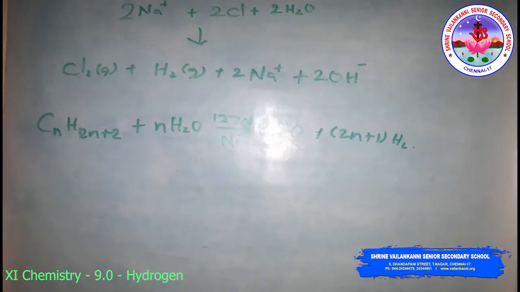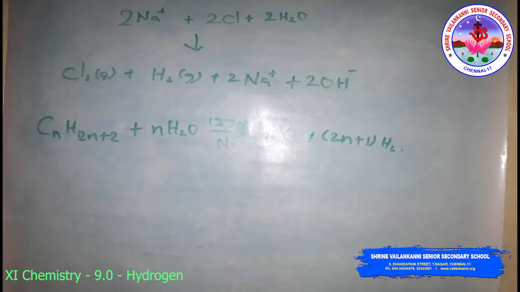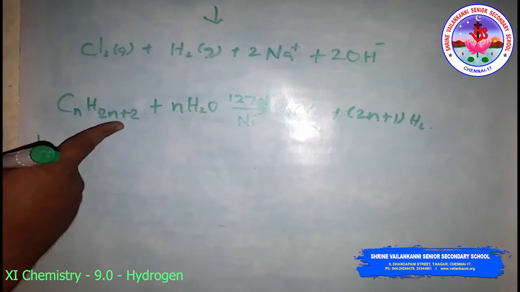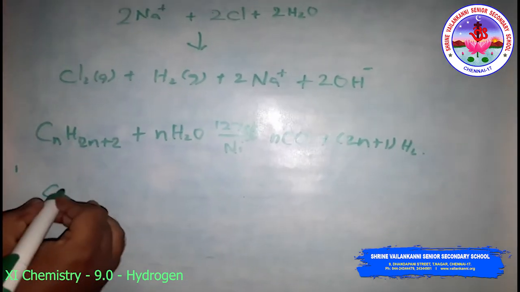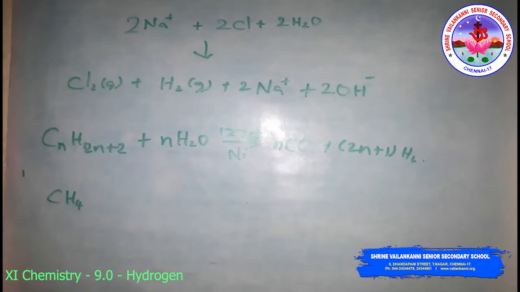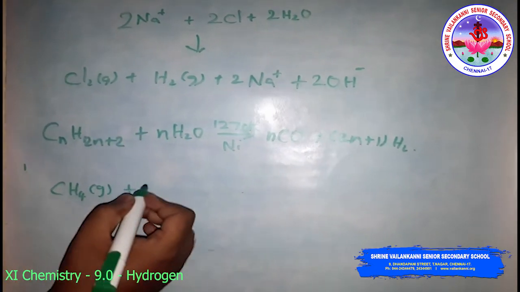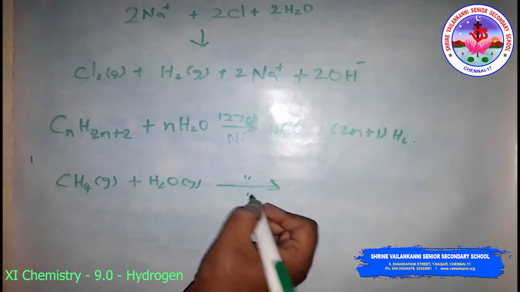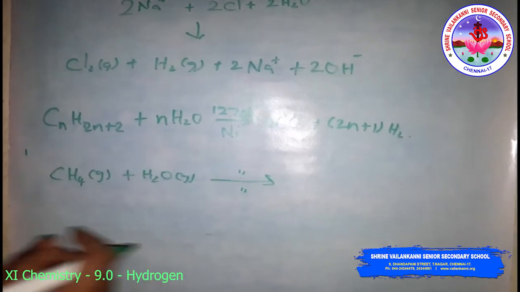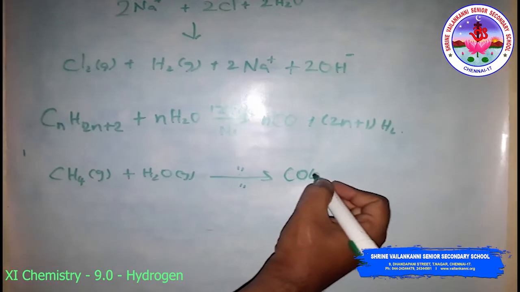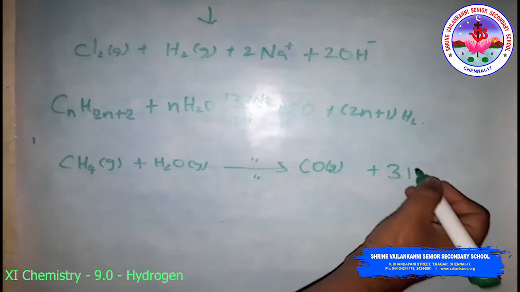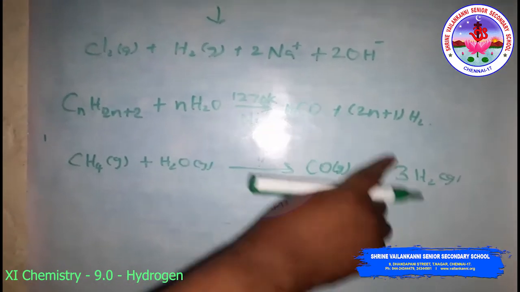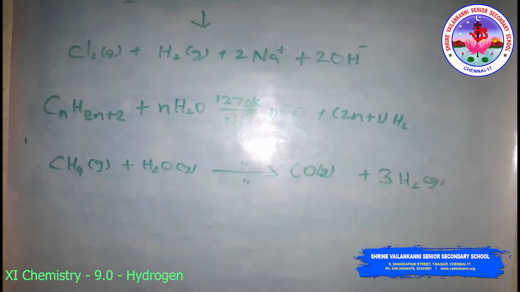Here, n in CnH2n+2 means the number of carbon atoms. For example, if the carbon atom is 1, then 2 into 1, 2 plus 2, 4, so that is CH4. Methane gas reacts with the water molecule at the same temperature using the same nickel catalyst. You will get carbon monoxide gas and 3 moles of hydrogen gas, because 2 into 1, 2 plus 1, 3. So that's why 3 moles of H2 gas.